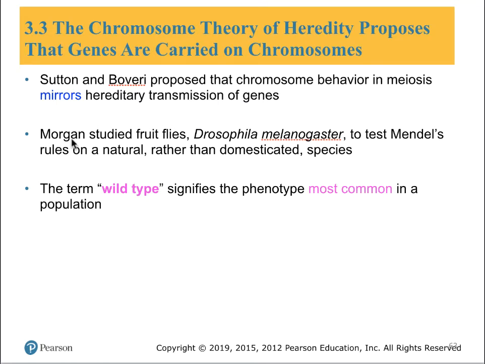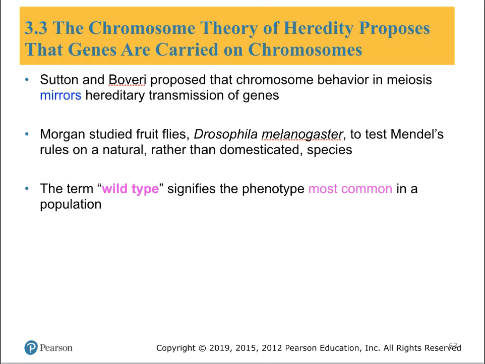Experiments by Morgan confirmed the chromosome theory of heredity. He was working on Drosophila melanogaster, which are the fruit flies that you see flying around the bananas. He did this by studying the eye color of these flies.